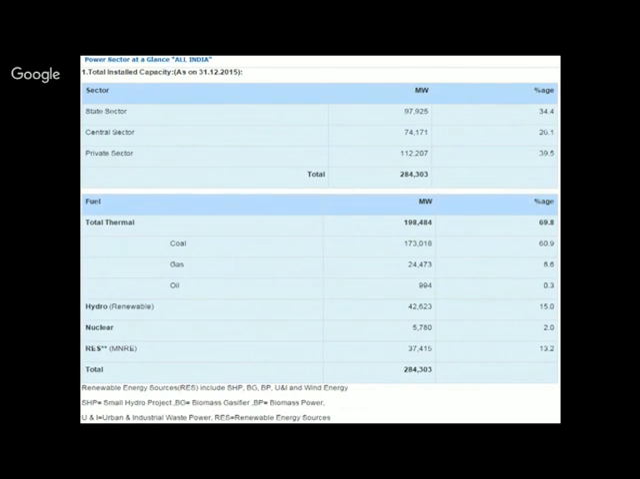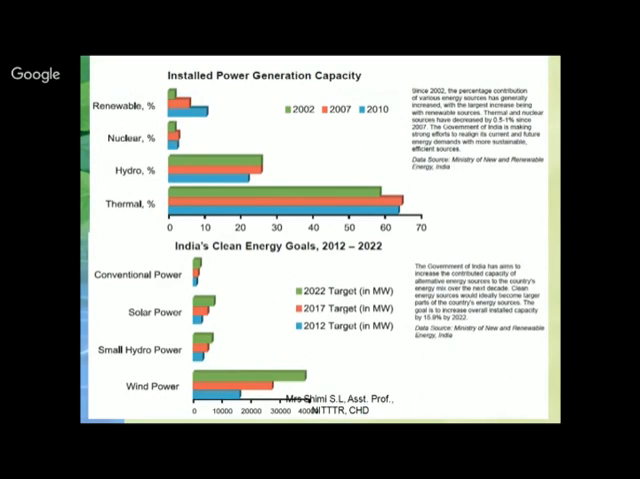So this is the overall data, and here you can see how the installed power generation capacity is increasing. See the renewable energy sources around 2010, you can see they had a much larger growth, and similarly the thermal has decreased. So the percentage of usage of thermal is nowadays decreasing.